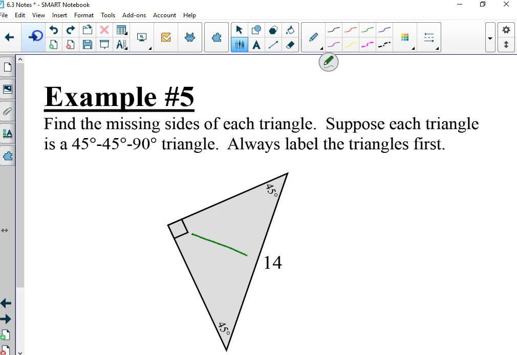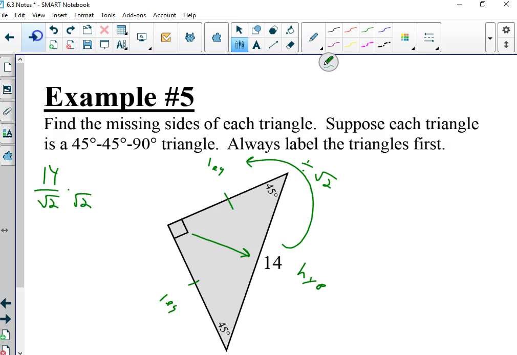Okay, where's the hypotenuse? It's over here. So we're trying to find the legs, which are smaller than the hypotenuse, which means we are going to divide by radical 2. So again, 14 divided by radical 2. We need to rationalize. On the top, we get 14 radical 2, and on the bottom, we just get the 2. At this point, we cancel, and we have 7 radical 2 for each leg.